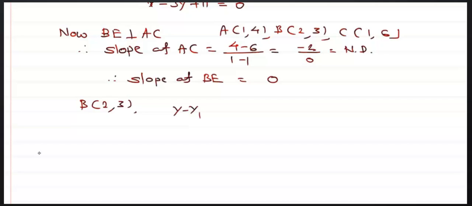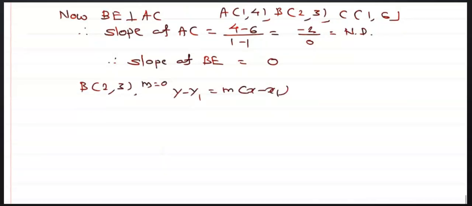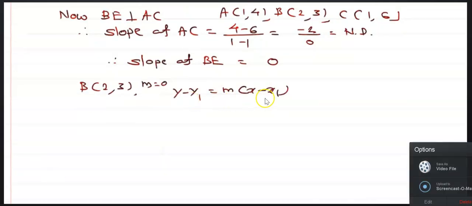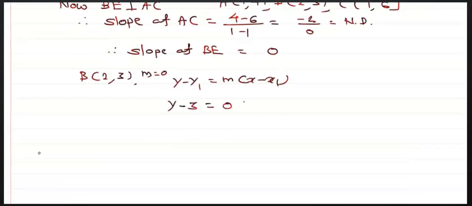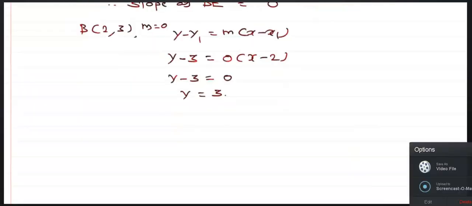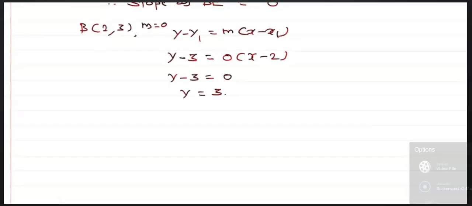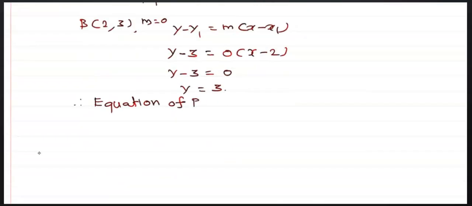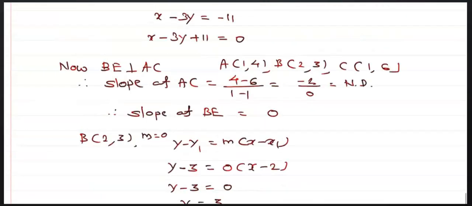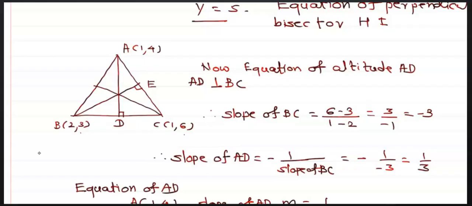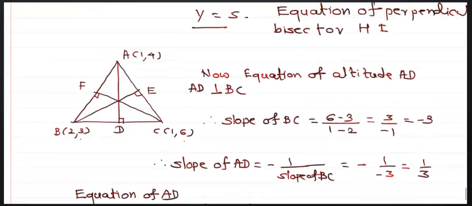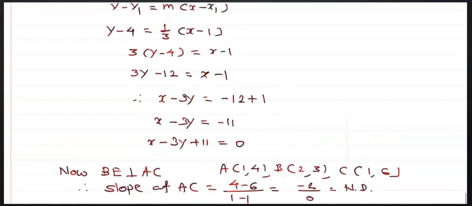Therefore equation of altitude B, with point 2 3, m is the slope. Y minus y1 is equals to m in bracket x minus x1. Y minus 3 is equals to 0 in bracket x minus 2. Therefore y is equals to 3. Equation of altitude B. Now the equation of CF.